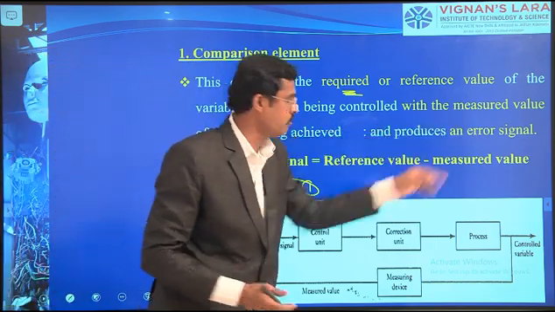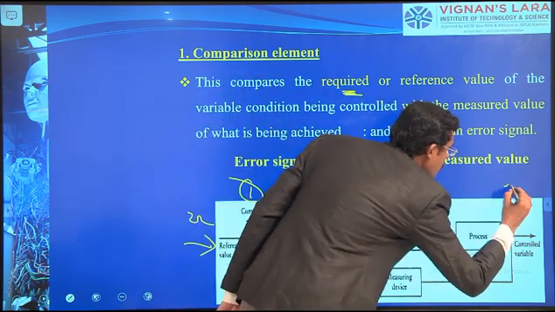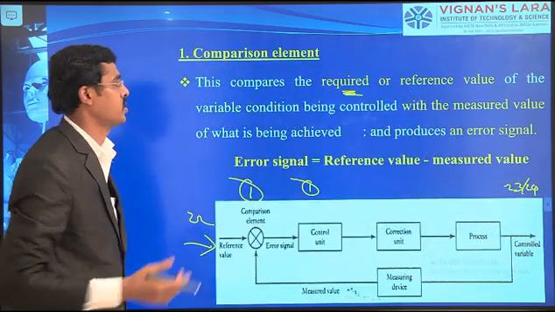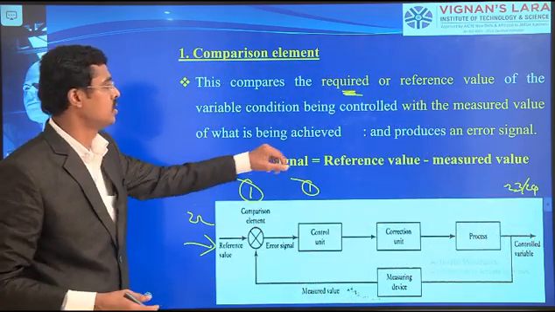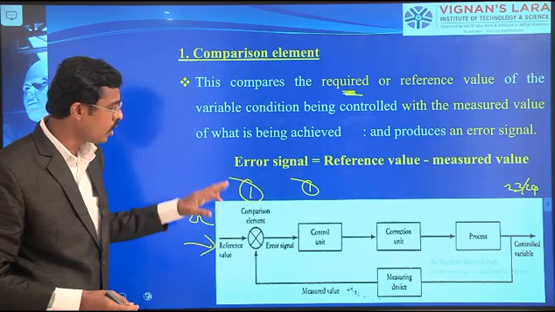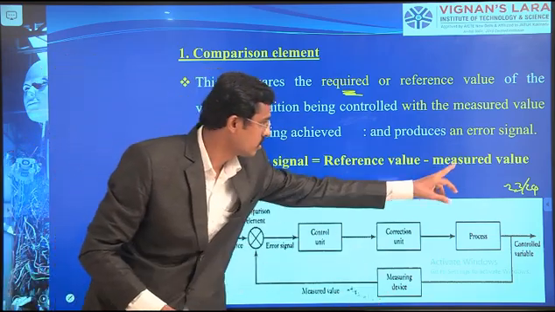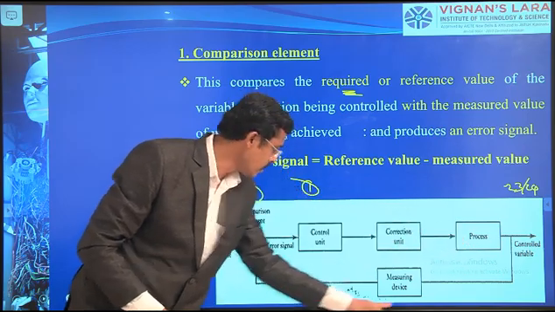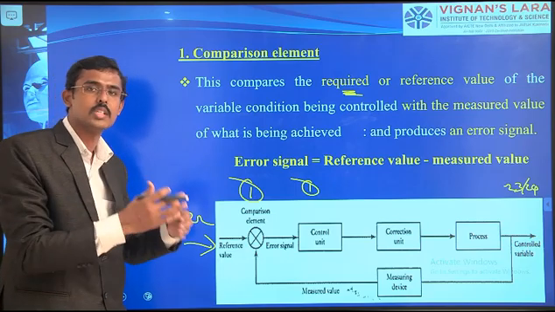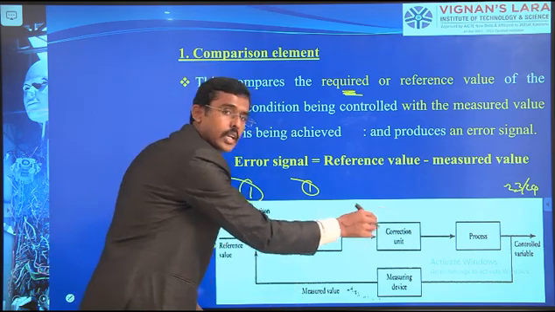It is compared with the measured value. What is the measured value we are getting? We are taking the output here, with a measured value maybe 23, 24, anything, any temperature. So what is being achieved produces the error signal. The comparison element compares the reference with the measured value. Measured value we take at the output and compare here. This compares 22 minus 24, and the 2 is the difference. So correction has to be done for this 2.